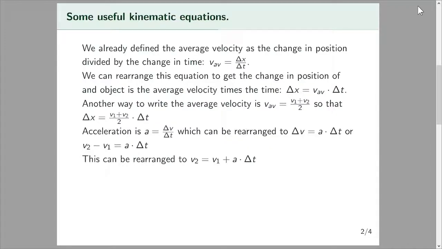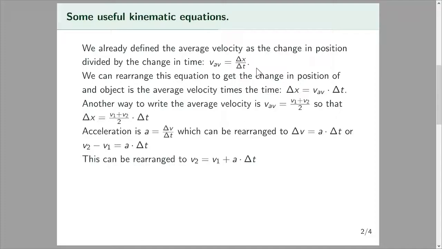So let's begin by just coming up with another useful equation or two. We can start with things we already defined. We said the average velocity is just the change in position divided by the change in time. Right? That's how we defined the average velocity. We can rearrange this to get the change in position in terms of the average velocity and the time. Hopefully you can see the algebraic step that was taken between these two to solve for delta x.